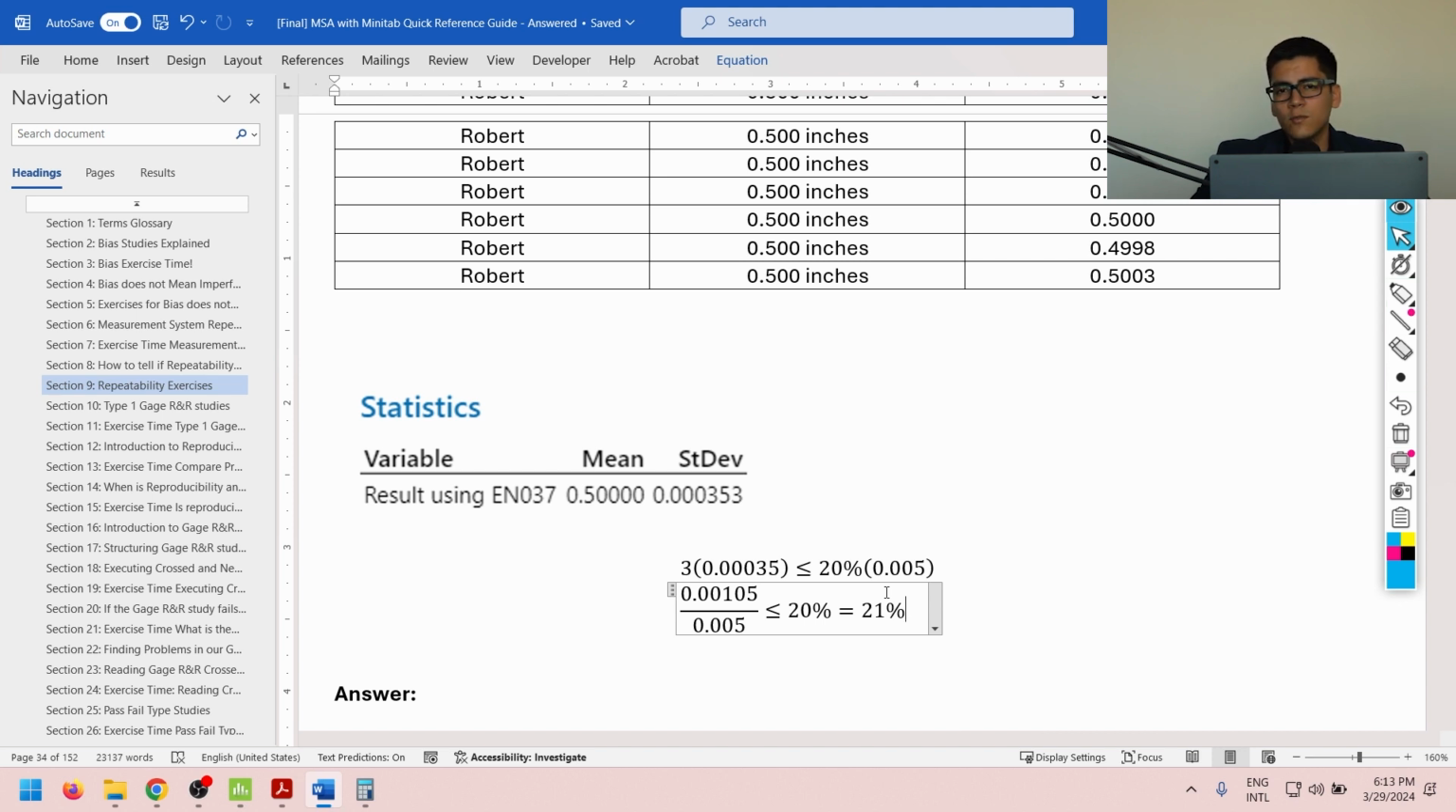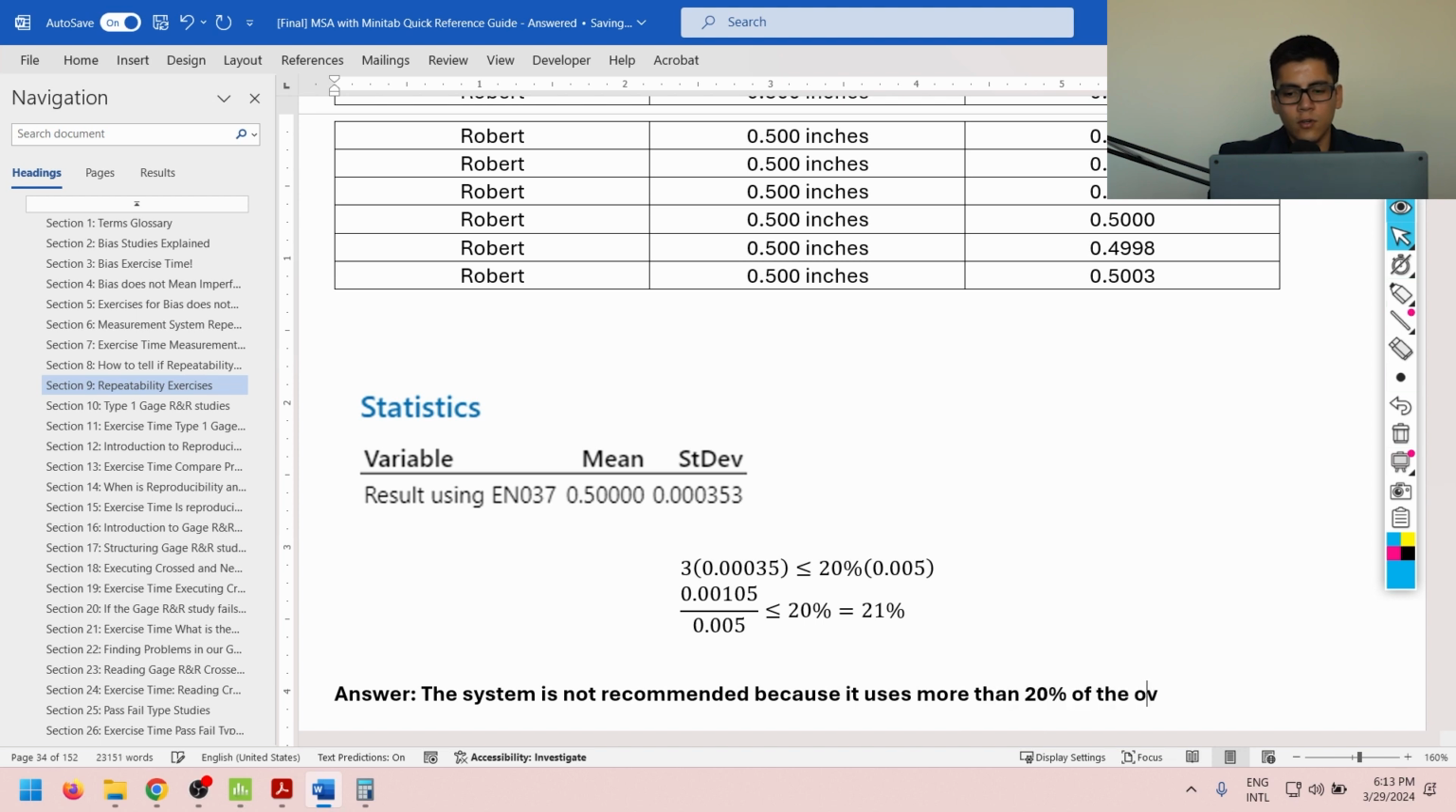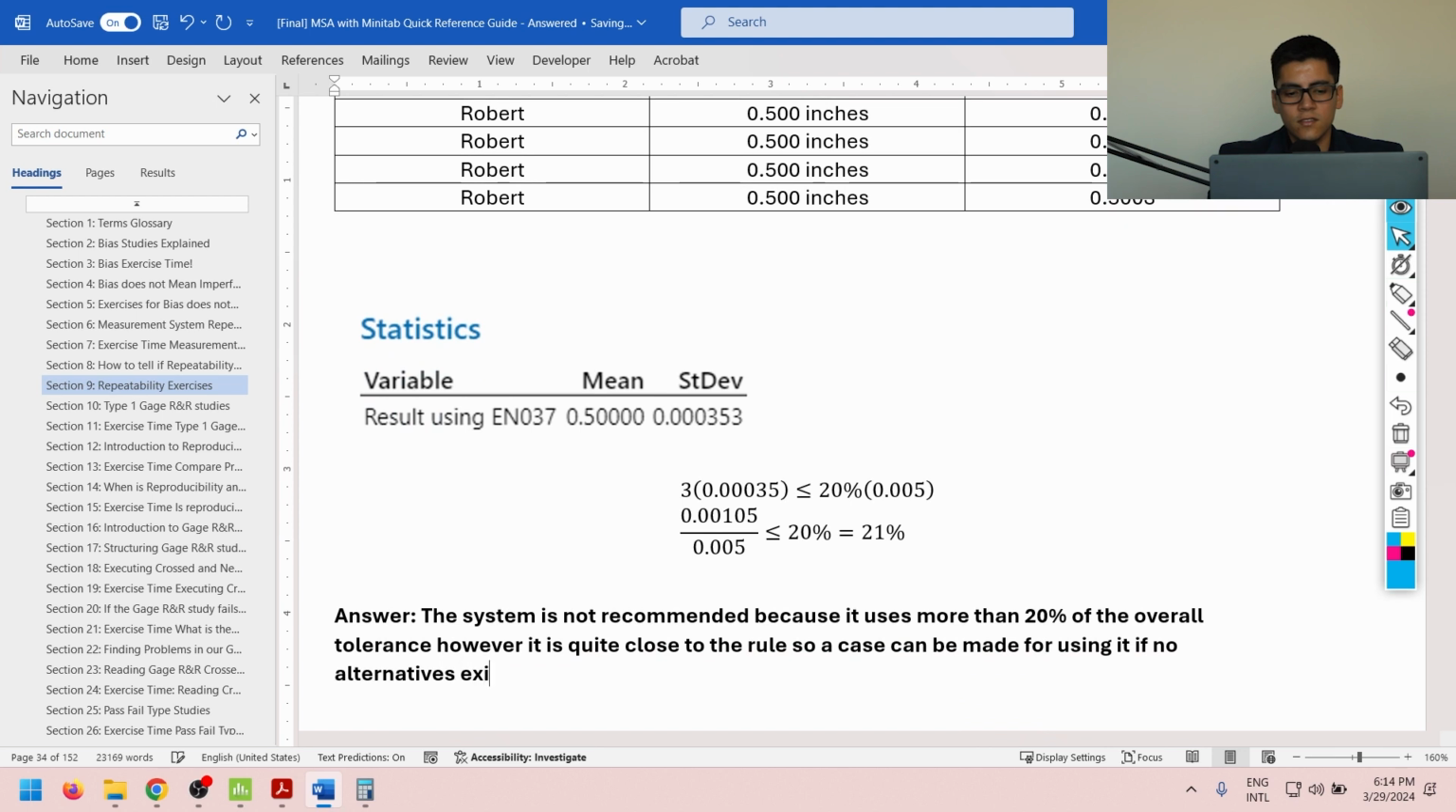It would have been something very different if we had gotten, let's say, 40% or 50% of the overall tolerance. At that point, it's not worth it to continue with this system. So here in the answer section, this system is not recommended because it uses more than 20% of the overall tolerance. However, it is quite close to the rule. So a case can be made for using it if no alternatives exist.